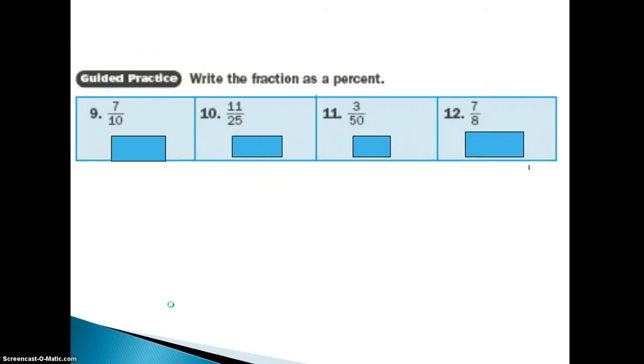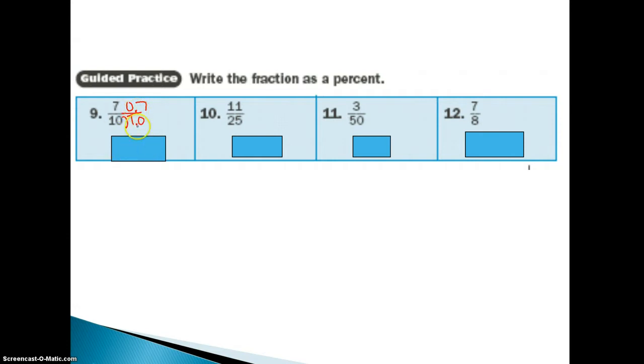Write these fractions as a percent. First of all, we need to write, and I'll do number 9 for you, and then you can do the rest on your own. First of all, we need to write 7/10 as a decimal. So we can bring down the 7. 10 goes into 7 0 times, add a 0, bring up the decimal point. It is going to be 0.7.